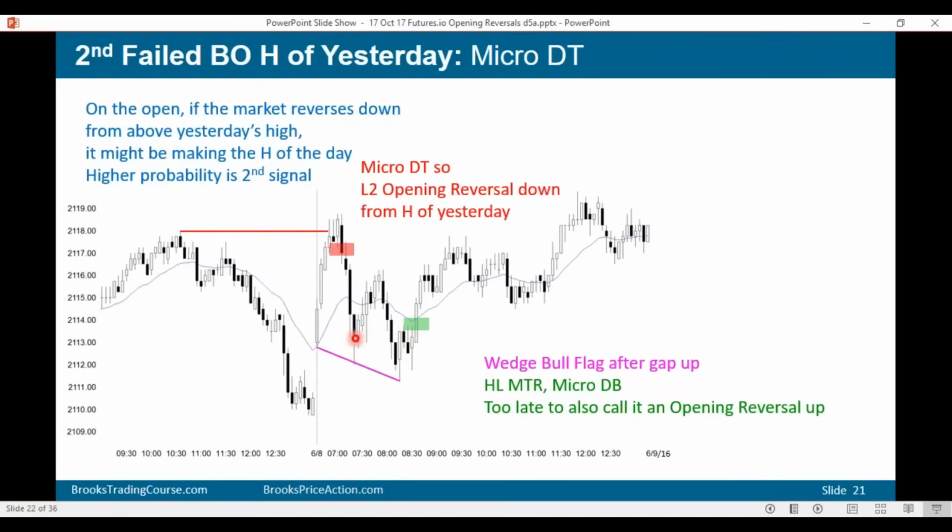You have a strong bull bar here, strong bull bars here, very strong rally here, and higher low. Is it an opening reversal? It's probably too late in the day to call it an opening reversal, but to me, I would call it a wedge pullback from a strong rally and a gap up.